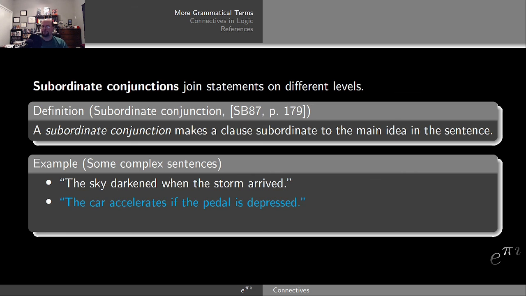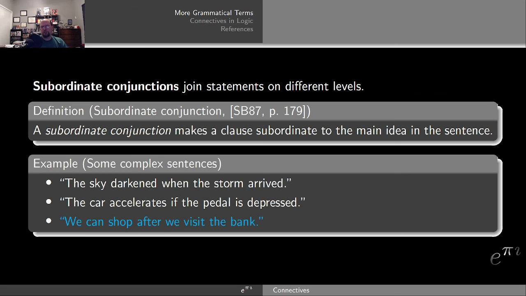The car accelerates if the pedal is depressed. Well, the car accelerating is the main idea here. If the pedal is depressed is stating a condition under which the car is accelerating. So it's describing why the car accelerates or how the car accelerates.